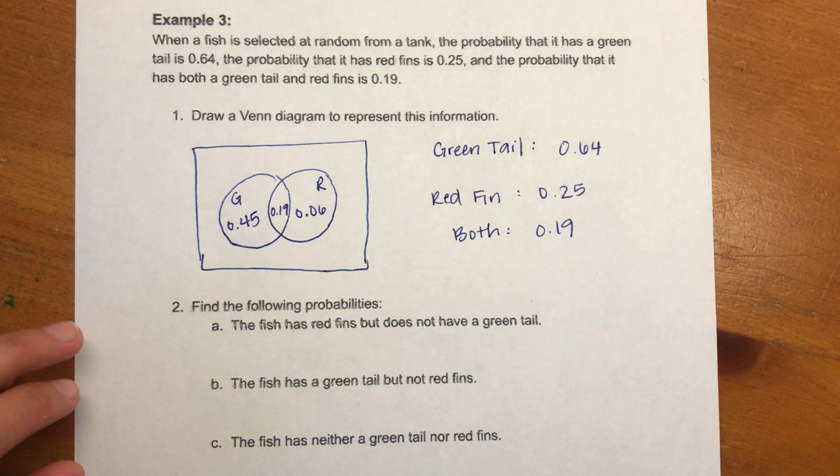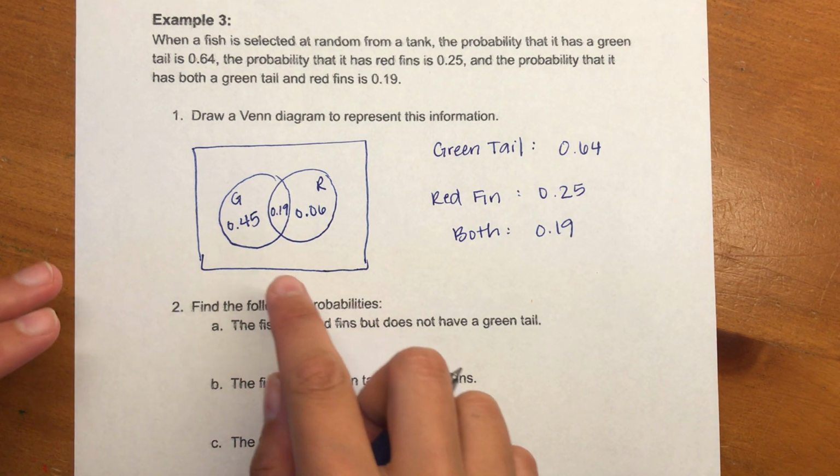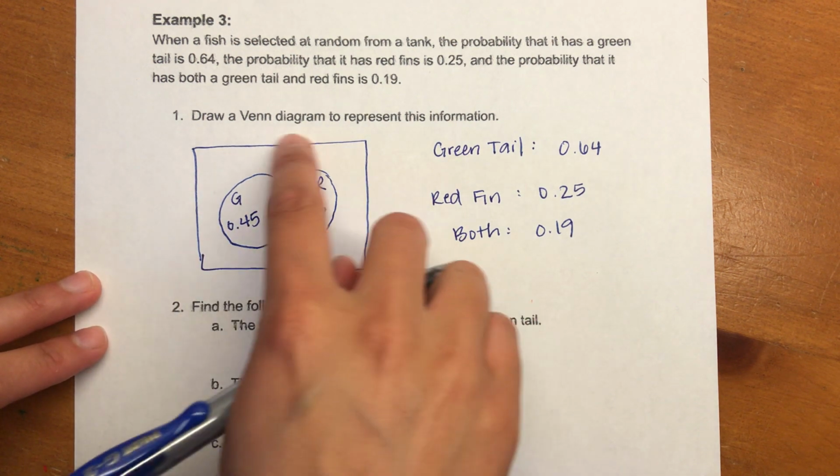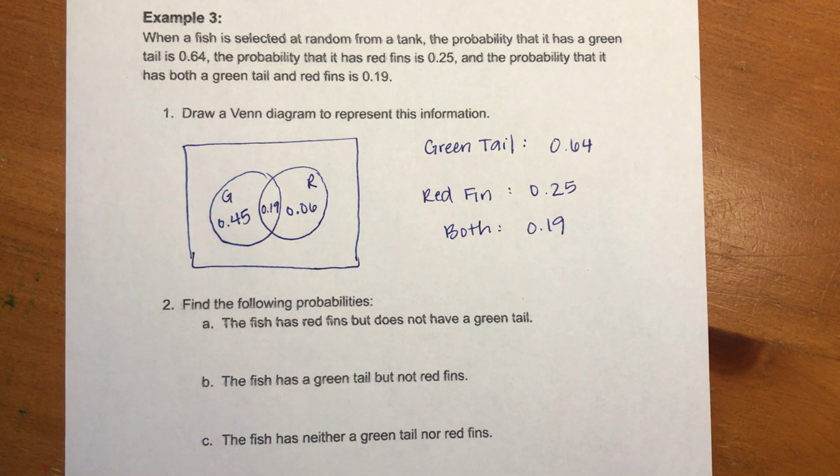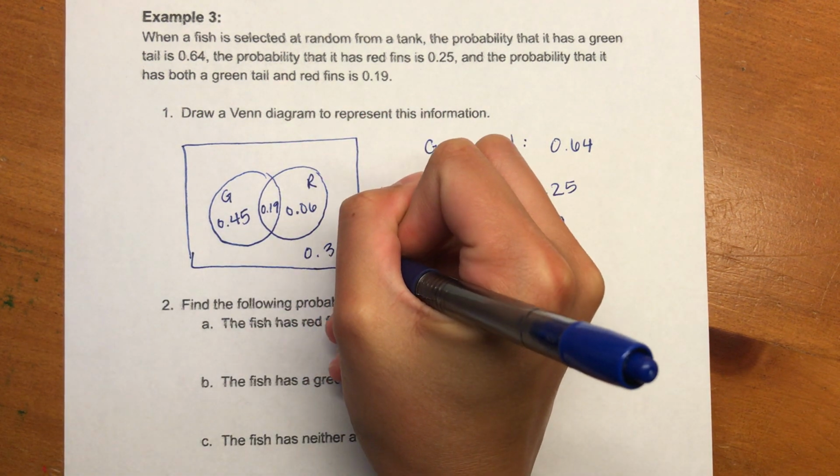And then finally, to figure out what's the probability that a fish does not have a green tail and does not have a red fin, I'm going to do 1 minus 0.45 minus 0.19 minus 0.06, and I get 0.30.